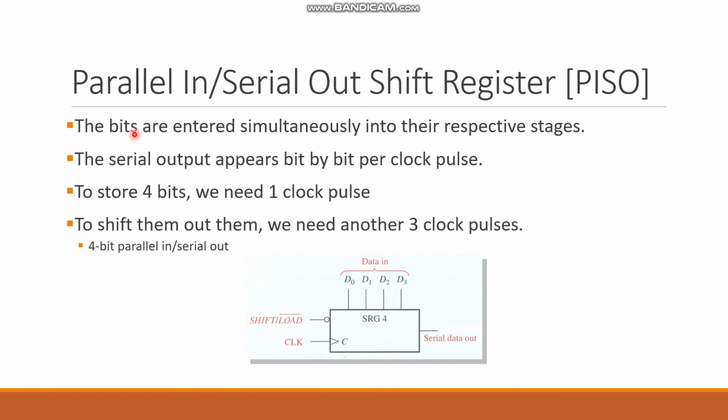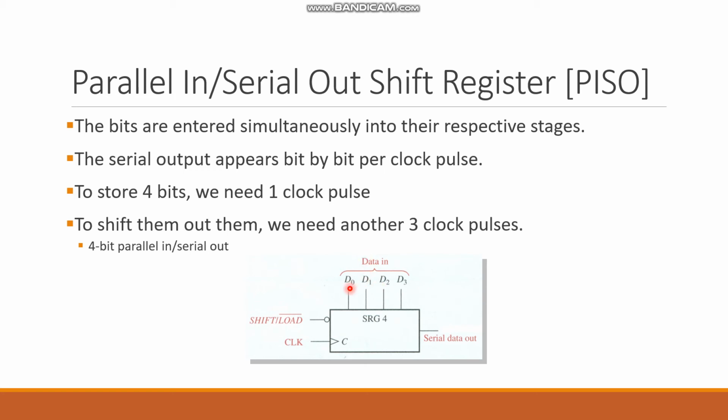Okay. Another type of the registers is the parallel in serial out shift register. That means the data are going to be given to the shift register parallelly. All of the bits are going to be given to the shift register simultaneously, but the bits are going to be getting out from the shift register bit by bit. So we need to have only one clock pulse to get the data entered to the shift register, but we need to have 4 clock pulses in order to get those data out from the shift register.